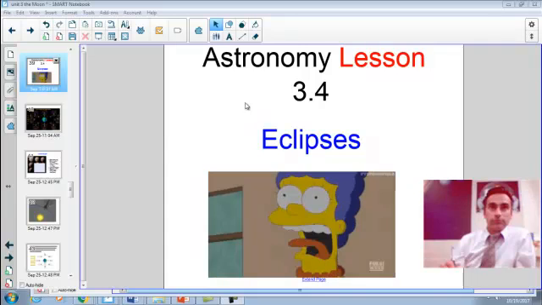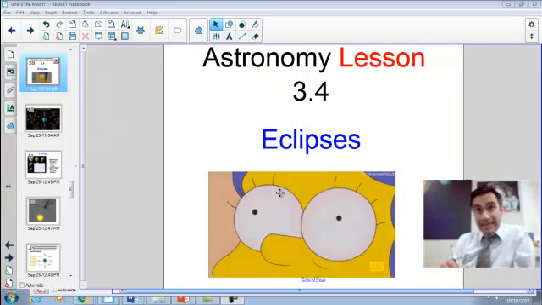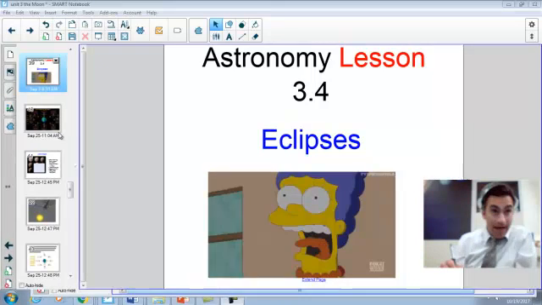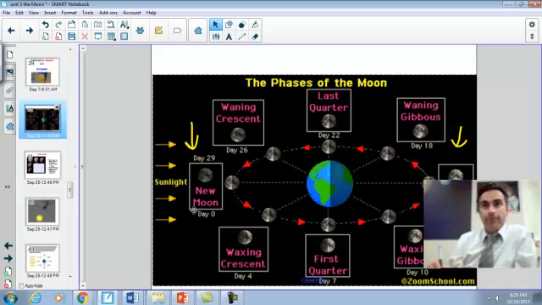All right. Astronomy lesson 3.4, eclipses. Key point to point out is that we're going to be looking at the new moon and full moon phases for our eclipses.